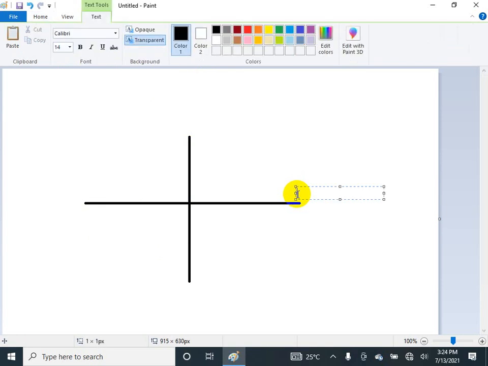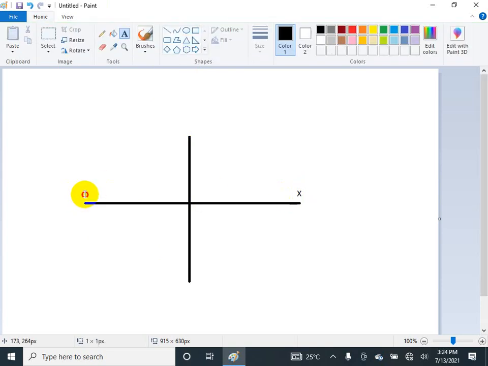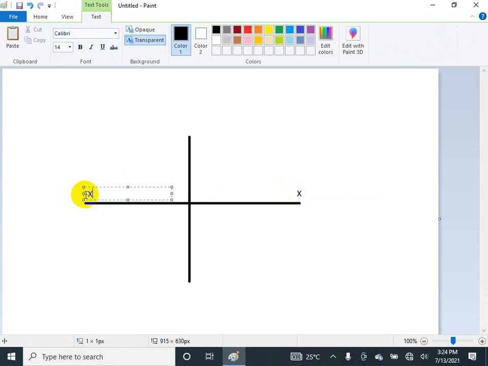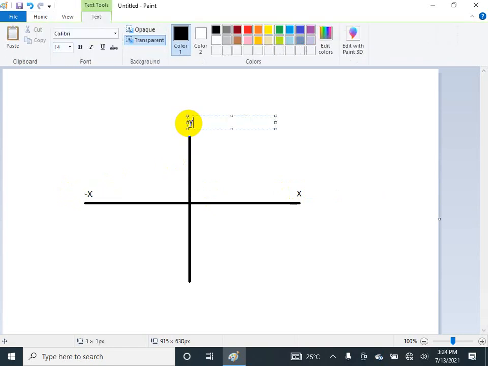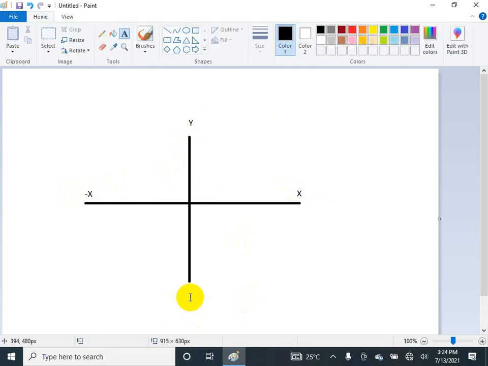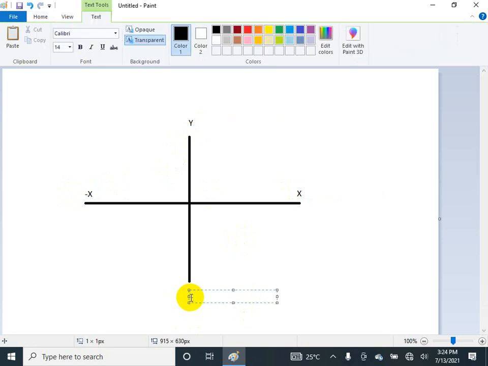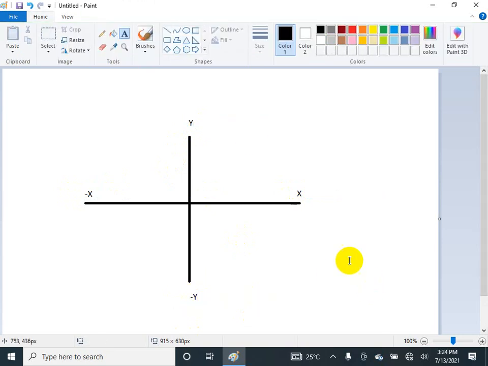The positive x axis, the negative x axis, the positive y axis, the negative y axis. The point where they meet is the origin, where x is 0 and y is 0.